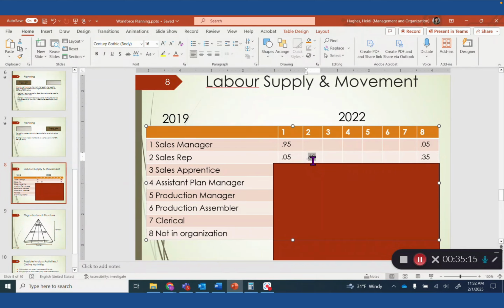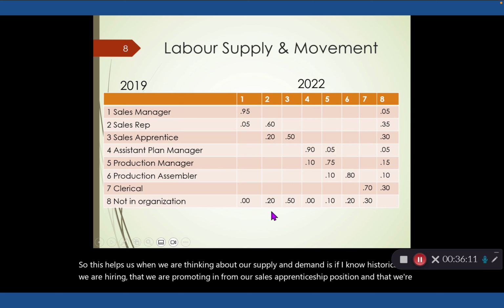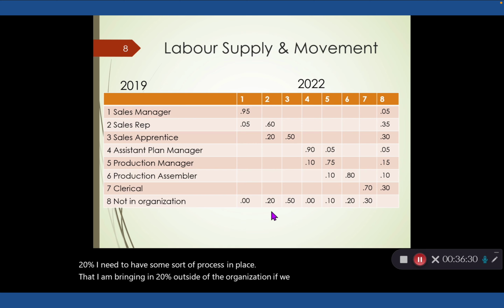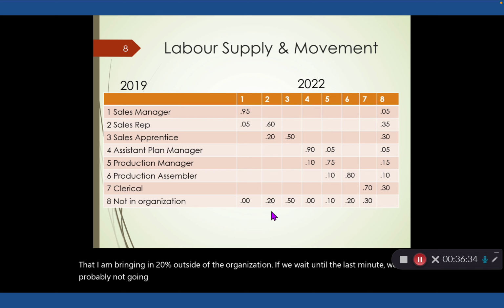This helps us when we are thinking about our supply and demand. If I know historically that we are promoting in from our sales apprenticeship position and hiring 20% from outside, then that means I need to be thinking about the fact that I need to recruit 20%. I need to have some sort of process in place for bringing in 20% from outside of the organization. It's not very strategic to wait till the last minute, especially for a position that is so important as a sales rep, right? I need to hire people who are qualified. I probably am not going to want to train at a sales rep level.